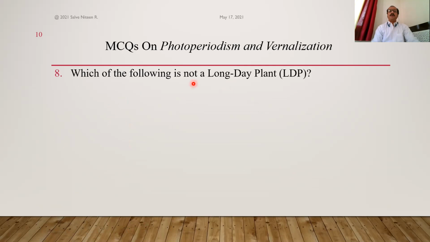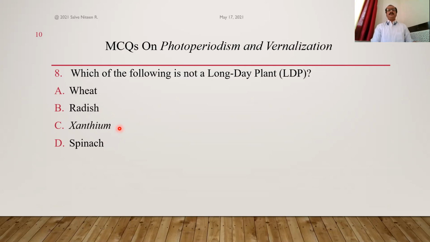Which of the following is not, again a 'not' question, a long day plant? So you see the list. Here wheat, radish, lettuce, spinach, these are all examples of long day plants. Just now we studied that xanthium is an example of a short day plant, a typical short day plant. So which is not a long day plant? Xanthium is not a long day plant. C is the right answer.